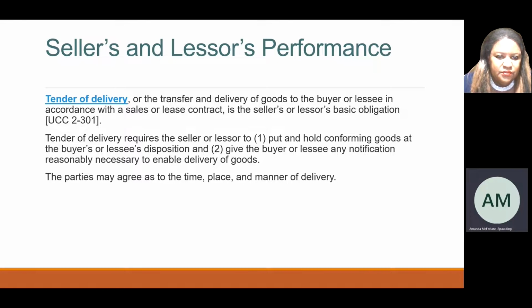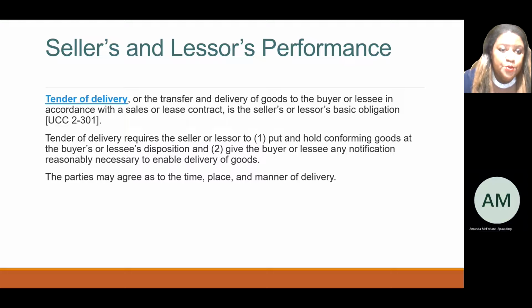I'm sorry, say what? That's okay. So let's assume, Amanda, that we have a contract. The contract is for you to sell me your computer for $500. I save up $500 and then I call you, hey, I'm ready to buy your computer. How would you tender delivery? How would you deliver the computer?